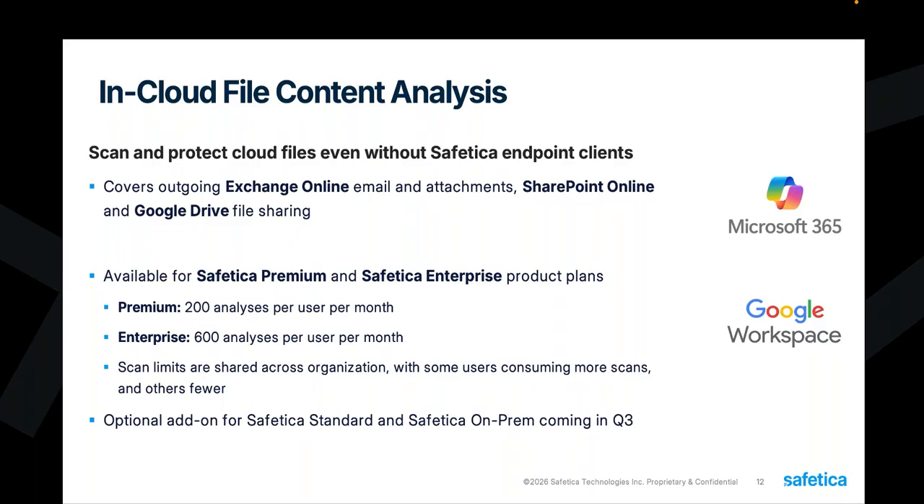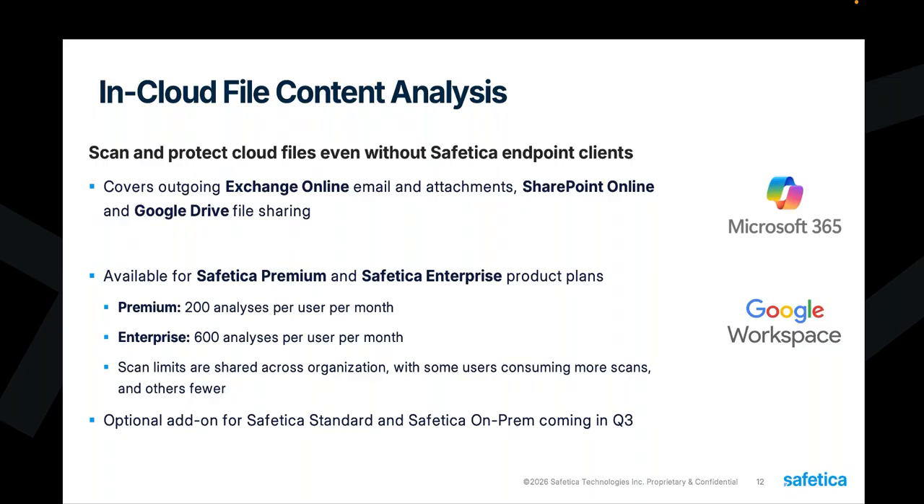Within this new service that runs on cloud, our product actually ensures certain types or limits of scans and analyses. And basically the difference between the Safetica Premium and Enterprise product plans is between the 200 analyses per user per month compared to the 600 that is available to our enterprise customers.